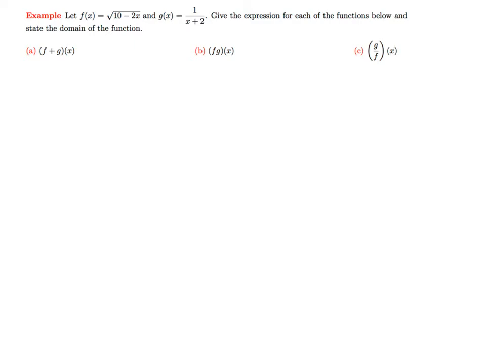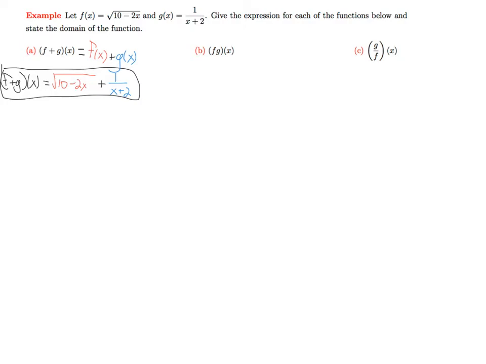So writing out an expression is fairly straightforward in that we just take the expression for f of x and we add to it the expression for g of x in part A, since part A is f plus g. So the expression that we get, f plus g of x, therefore is equal to f of x, the square root of 10 minus 2x, and g of x, 1 over x plus 2. And that is about as simple as we can write it.